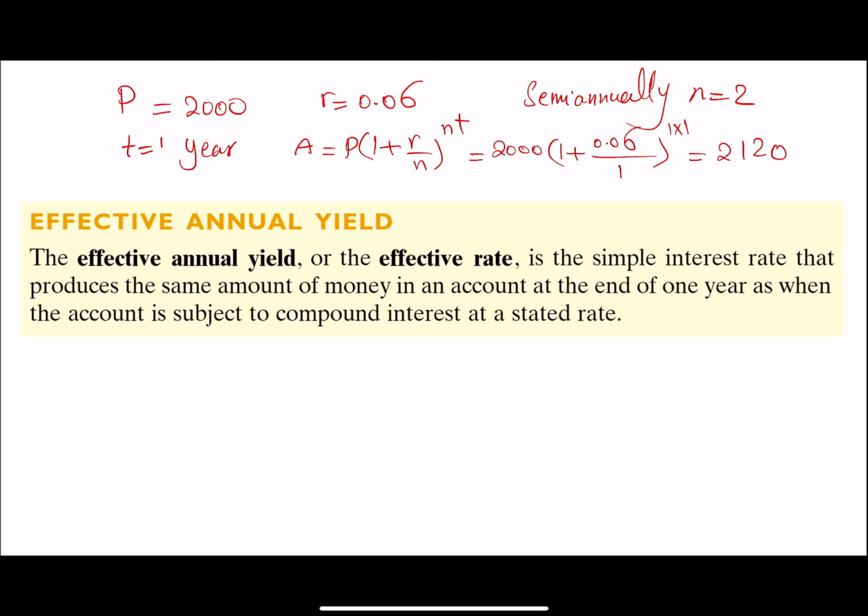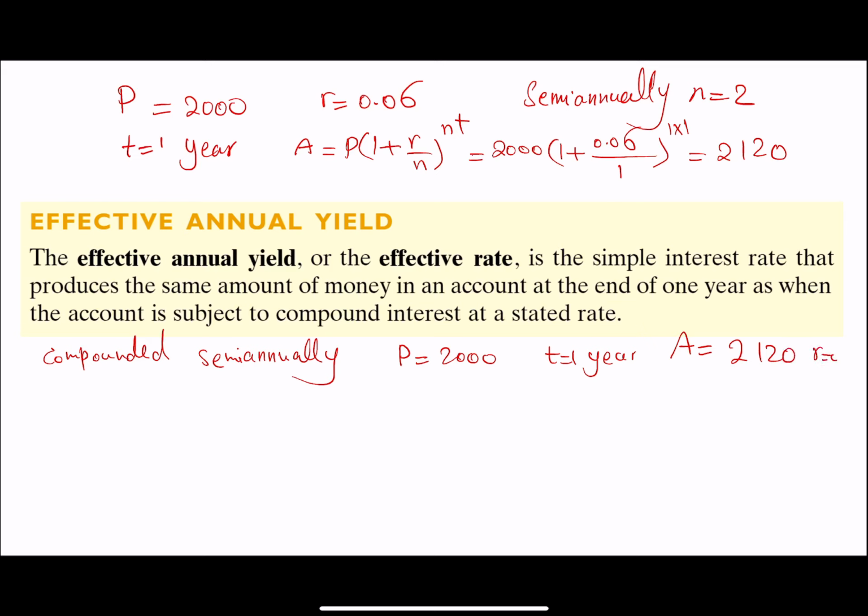So if you go with compounded semi-annually, if you put $2,000, after 1 year you will have 2,120 if the bank offers you a rate of 6%.